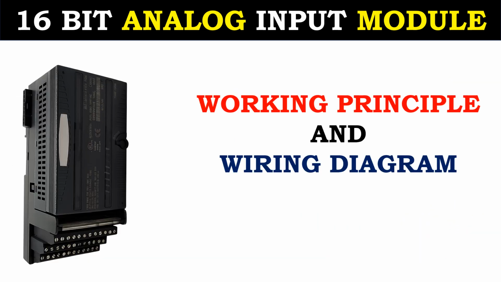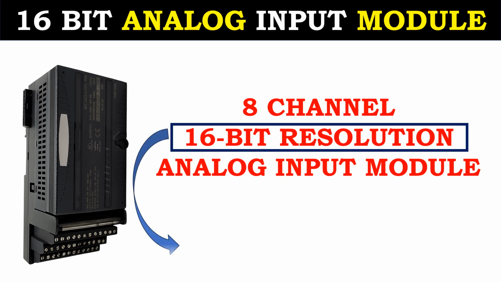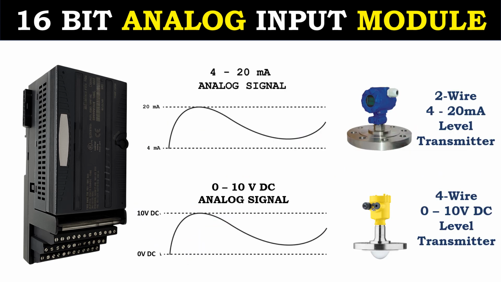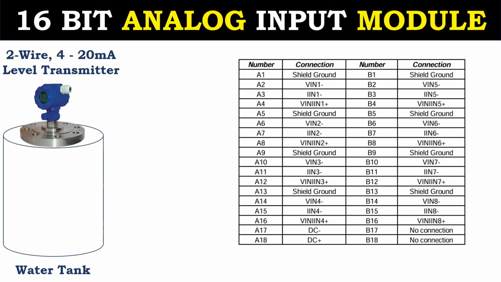Let's understand the working principle of this analog input module along with the wiring diagram. On screen, I have displayed an 8-channel 16-bit resolution analog input module. I will explain what the 16-bit resolution is at the end of this video. This analog input module receives a variable signal, that is current or voltage, from field devices. This module consists of 36 terminal blocks arranged in this way. We will take the field device as a 2-wire level transmitter.